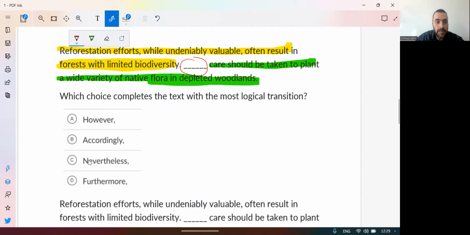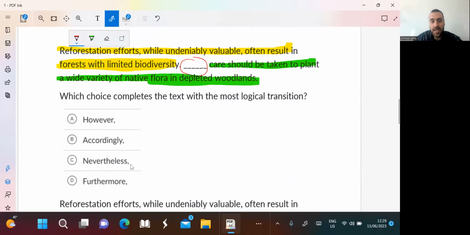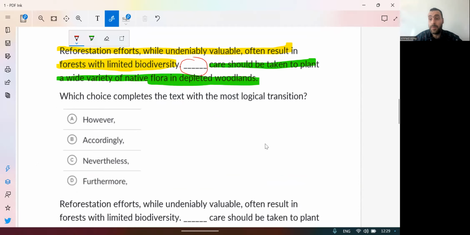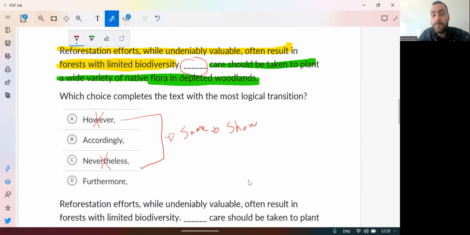Look, do you find any copycats here? Do you find two transitions with similar meanings or the same purpose? However, accordingly, nevertheless, furthermore. Yeah, it seems that we will eliminate however and nevertheless. Why do you think they are copycats? Because both of them show a contrast relationship. That's why I have to eliminate them.